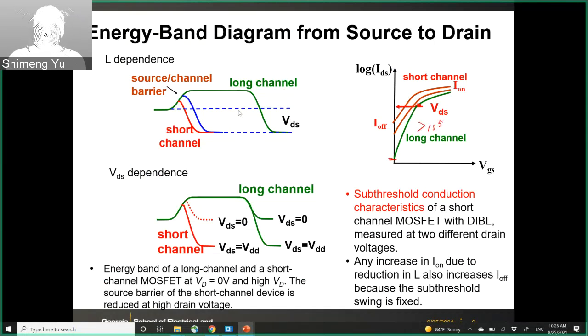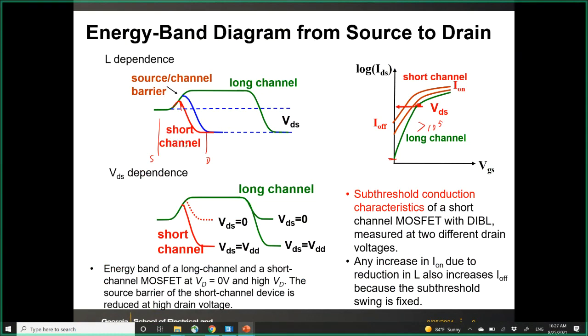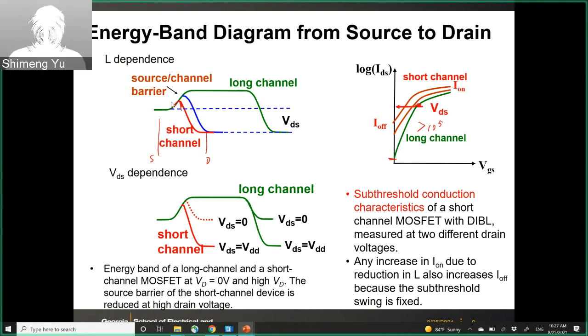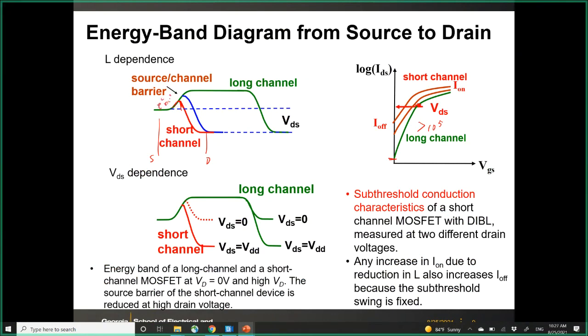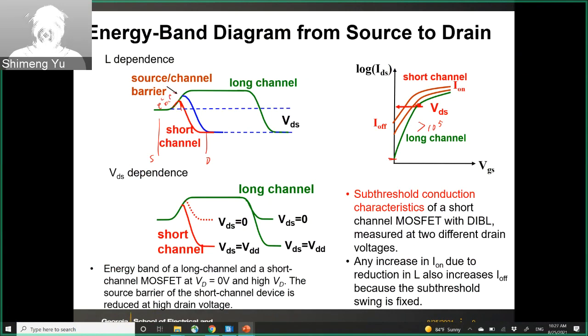But as you scale down the channel length, you see that if you become short channel, in the red one, because the source and the drain are now so close, the barrier height will be affected by the length of the channel. This barrier basically controls the leakage current, so the electrons are stored here. Now if the drain is so close, the electrons are easier to jump over, and that means you will have a large off current.